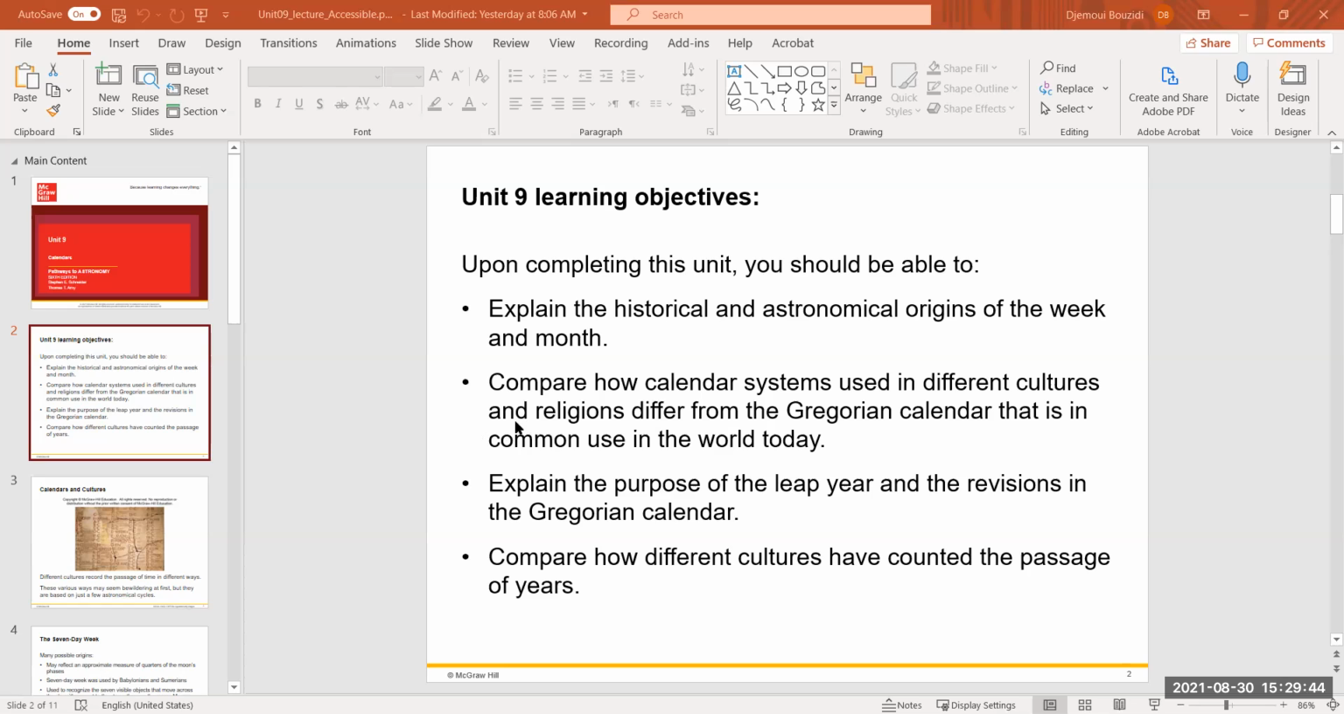Okay, that's this unit. Let me go through the unit again.